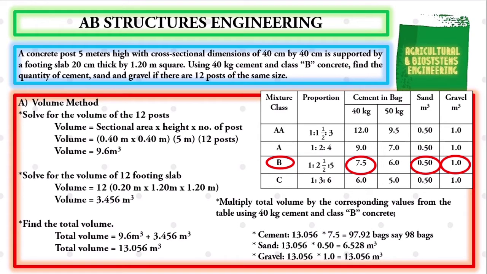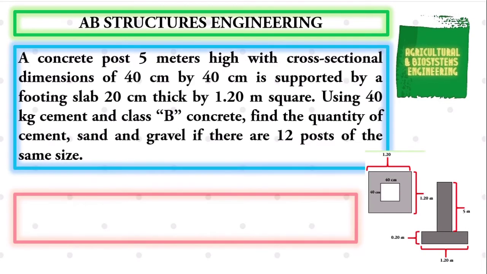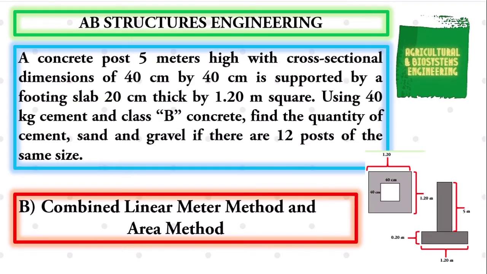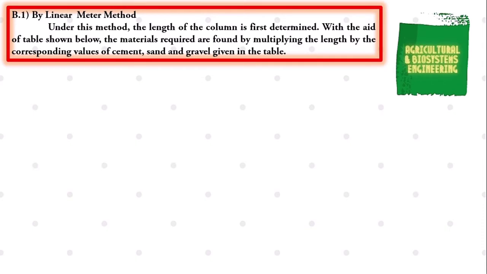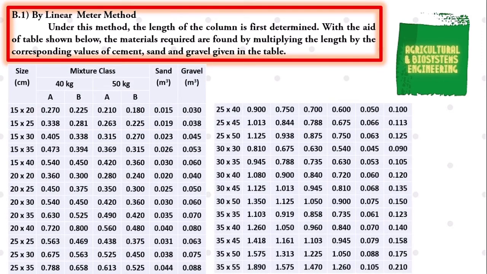The next step is to use the combined linear meter method and area method, and let us see if we can obtain the same quantity of cement, sand and gravel. We begin with the linear meter method. Under this method, the length of the column is first determined. With the aid of the table shown below, the materials required are found by multiplying the length by the corresponding values of cement, sand and gravel given in the table.